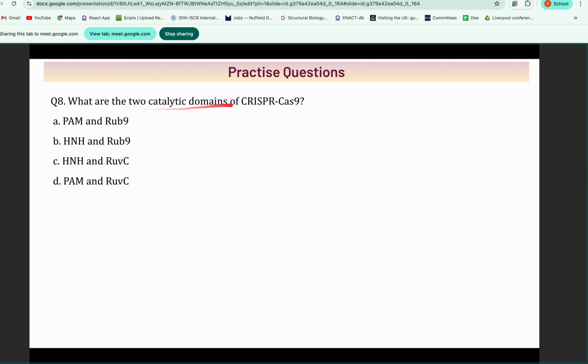Okay, so next question is, what are the two catalytic domains of CRISPR-Cas9? This also we have discussed in the beginning of this session. Option A is PAM and RuvC. Option B is HNH and RuvC. Option C is HNH and RuvC. And option D is PAM and RuvC.